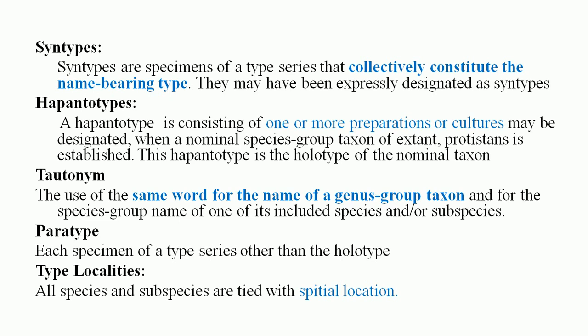Then paratypes. The paratype means the specimens of the type series other than the holotype. Then type locality: the special locality with which a species or subspecies is connected is known as the type locality.